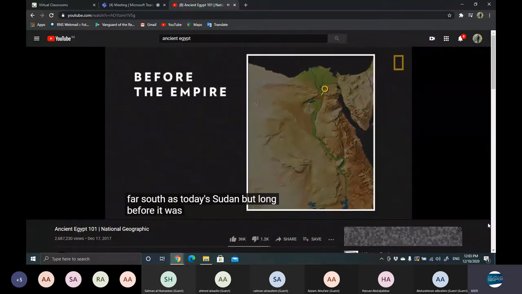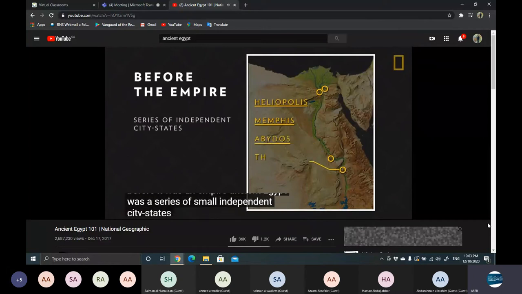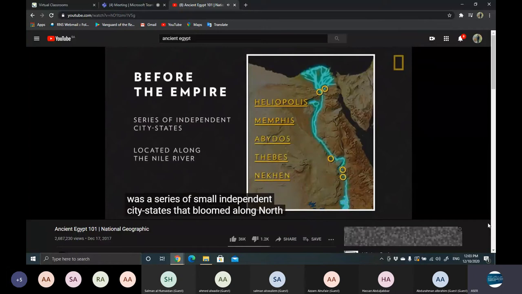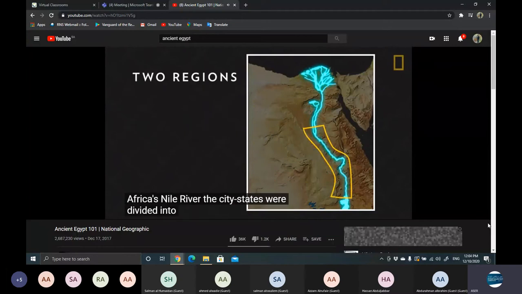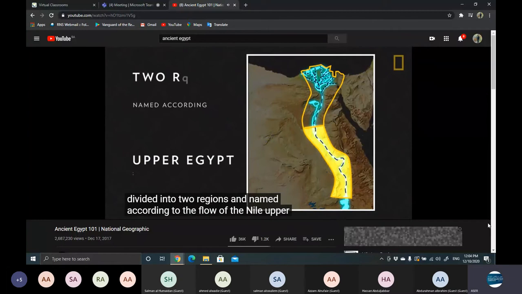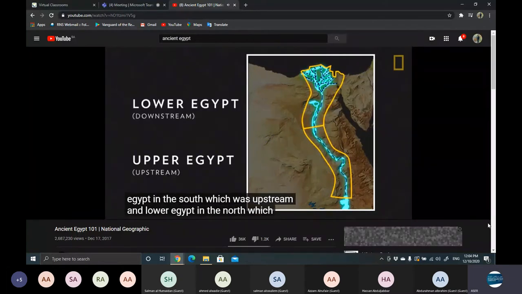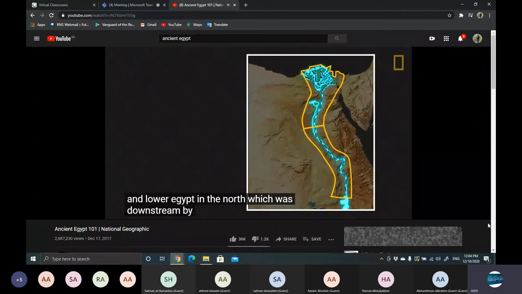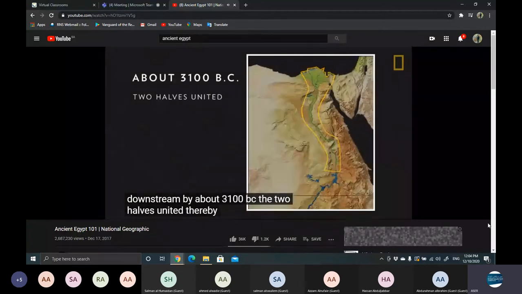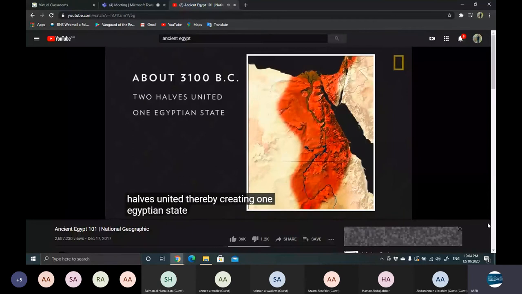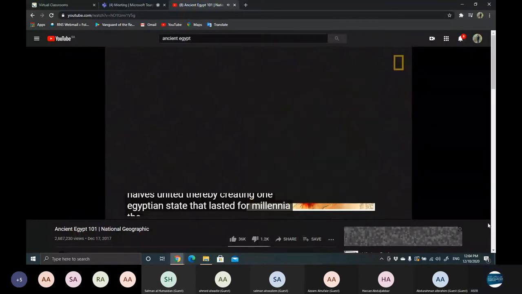But long before it was an empire, ancient Egypt was a series of small independent city-states that bloomed along North Africa's Nile River. The city-states were divided into two regions and named according to the flow of the Nile: Upper Egypt in the south, which was upstream, and Lower Egypt in the north, which was downstream. By about 3100 BC, the two halves united, thereby creating one Egyptian state that lasted for millennia.